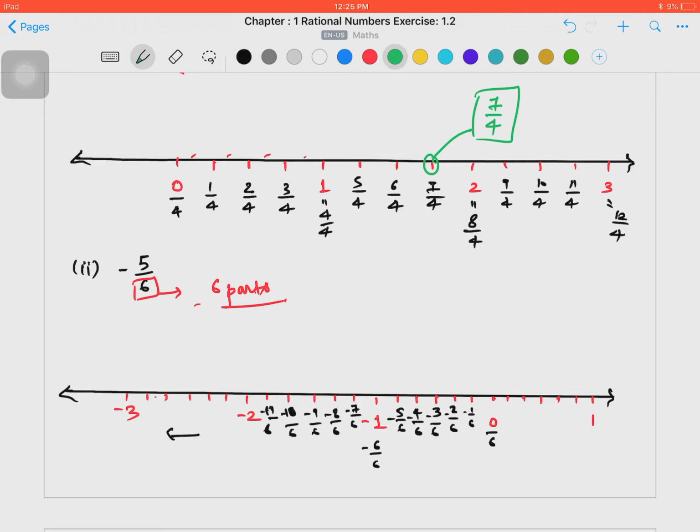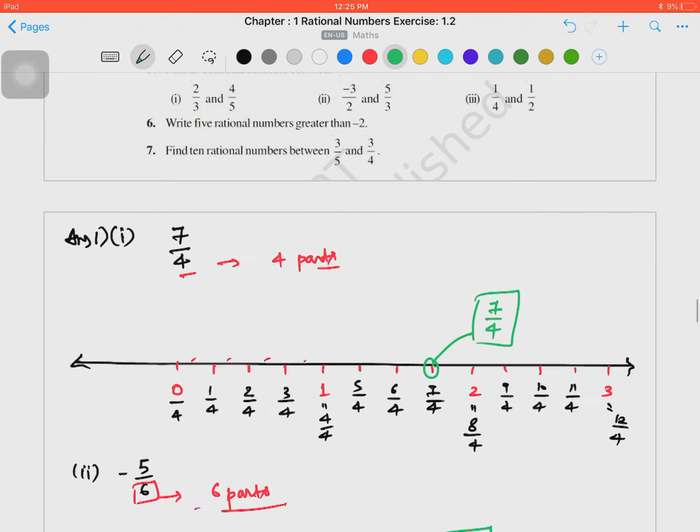Now you can locate our number, which is minus 5 by 6, here. That's how we can represent a given number on the number line. I hope it's clear to you now.